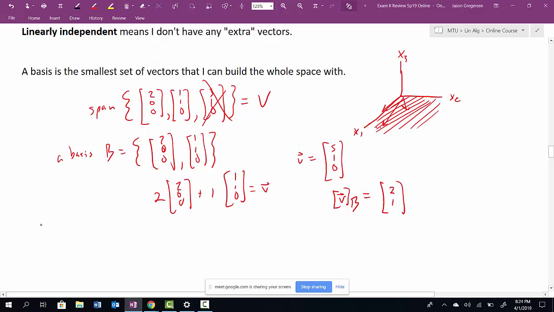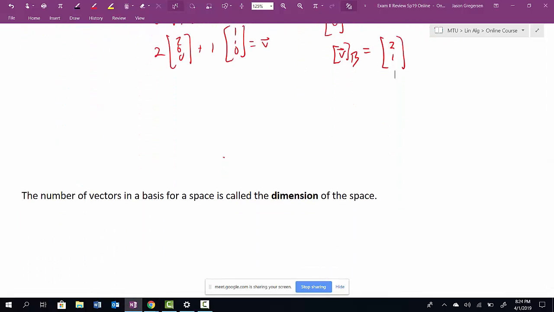We talk about the size of a vector space using the idea of dimension. The dimension is the number of vectors in its basis. The number of vectors in a basis for a space is called the dimension of the space. It's kind of like the number of different directions I can travel in. In V, I can only travel in 2 directions. That's why I was stuck on a plane. The dimension of V is 2.